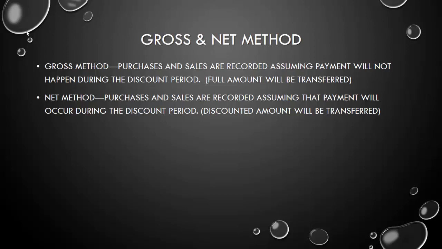The opposite of this is the net method, where you assume that all discounts are going to happen. So if you buy something, you assume at the time that you buy it that you are going to pay within the X amount of days to get a certain percentage off. And when you sell to somebody else, you assume they are going to pay you in a timely manner in order to get that discount. And again, the option to use the gross method or the net method is really based on what's happened to your company beforehand.